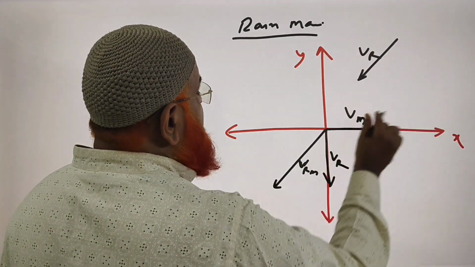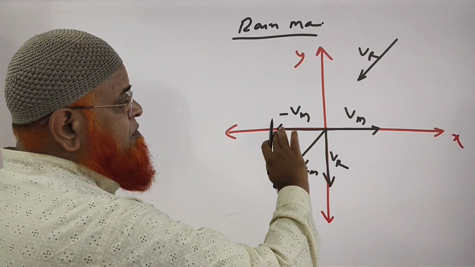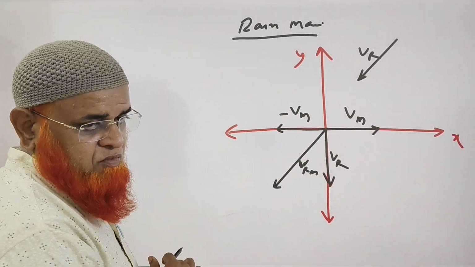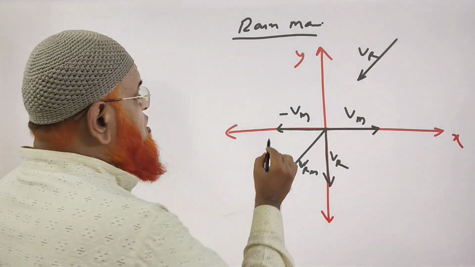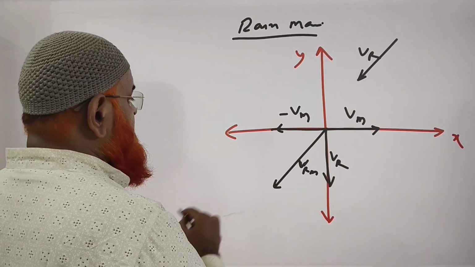He is going to the right side now. You want to stop him, that means you have to take the minus vector. Then only plus and minus will be cancelled, and he is going to stop now in terms of vectors. We are stopping him in terms of vectors. Is it okay?